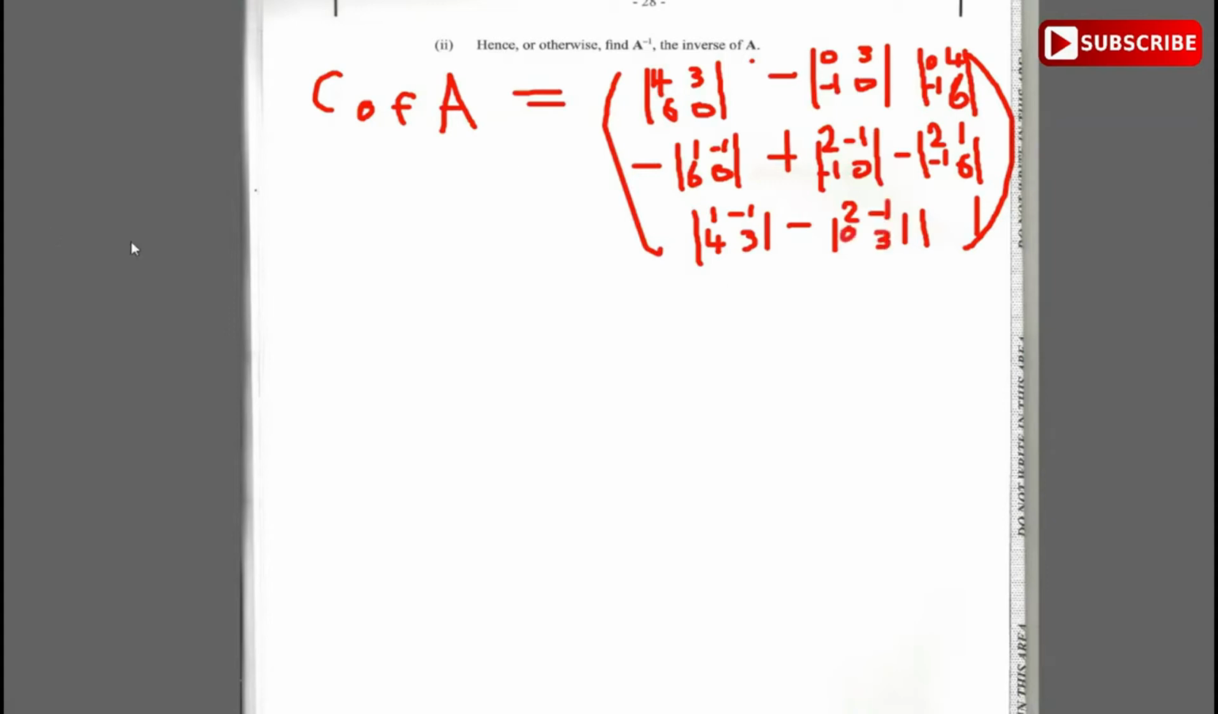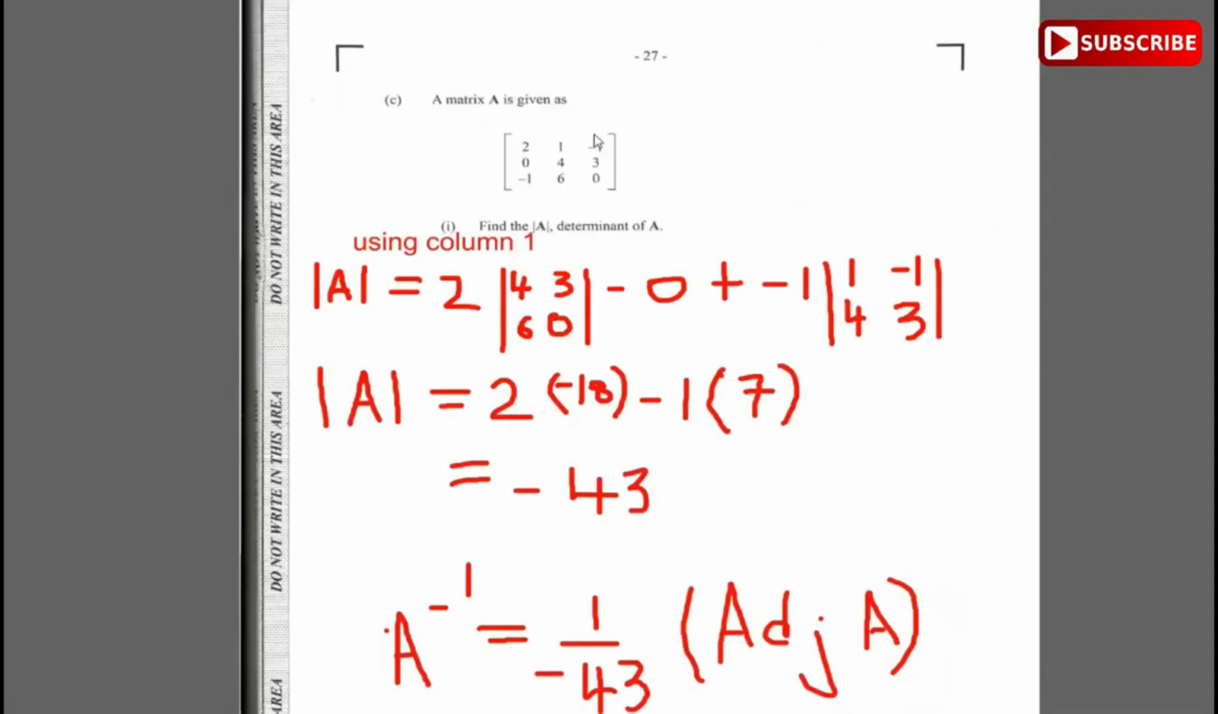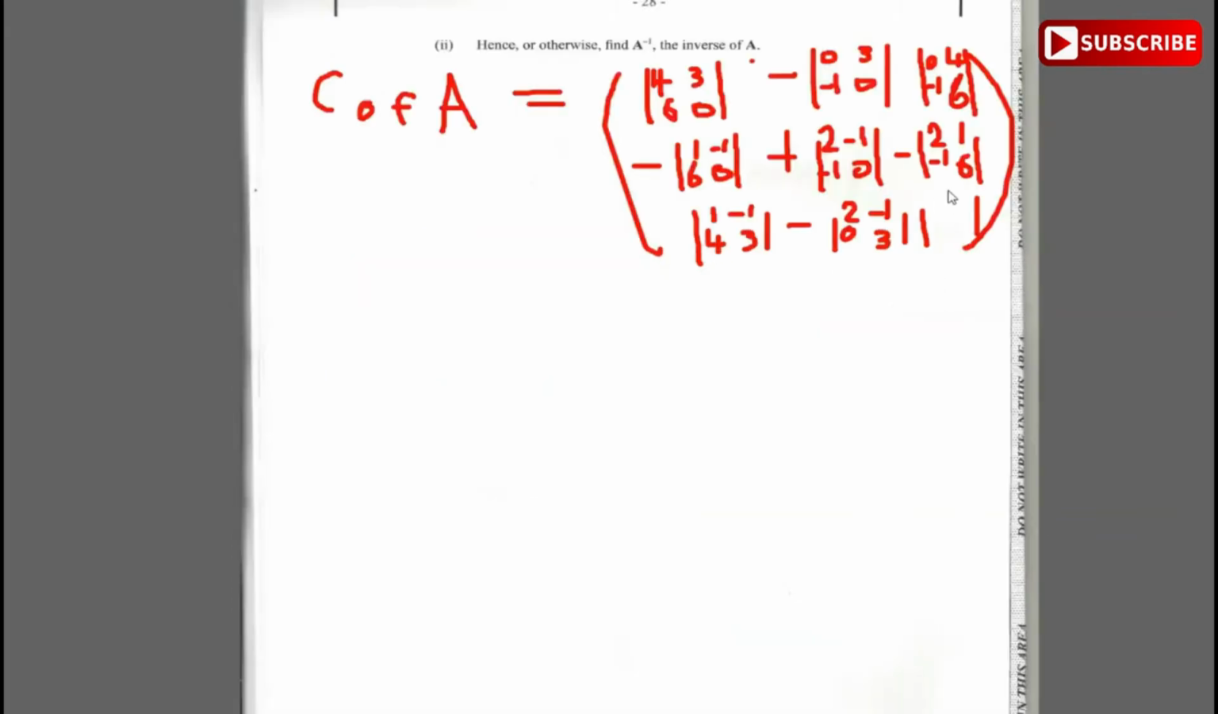Then finally, we cross here and cross here. So it's 2, 1, 0, 4. So now we can evaluate the cofactor matrix.